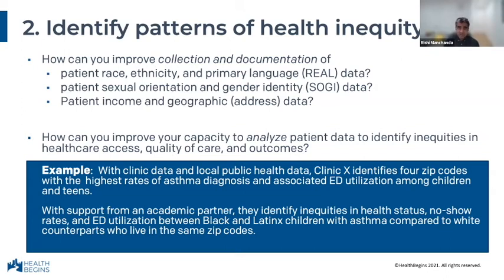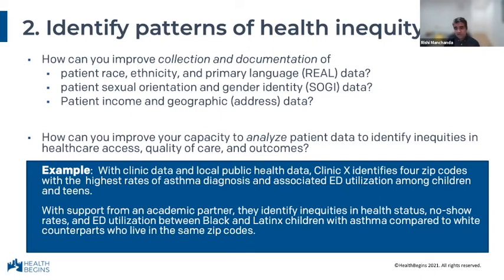Here's an example that you'll be able to read at the bottom, of a clinic, let's call it Clinic X, that takes some of their data to identify whether there are patterns of inequity when it comes to asthma diagnosis and associated utilization of the emergency department among children. They decided to look at this data not just by race and utilization patterns, but also by place, looking at specific zip codes. And they're working with a partner because they recognize they don't have that kind of data analysis capability in-house.